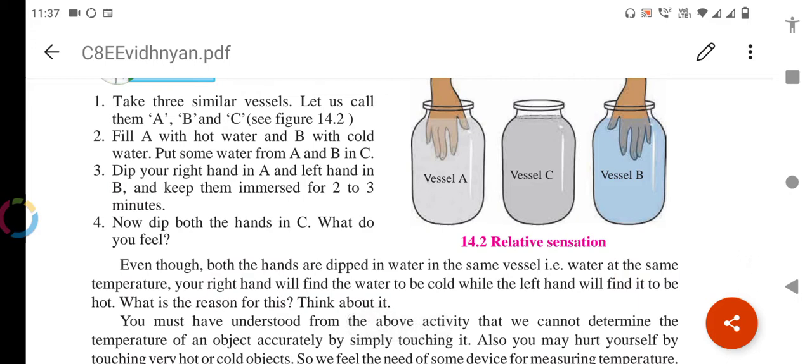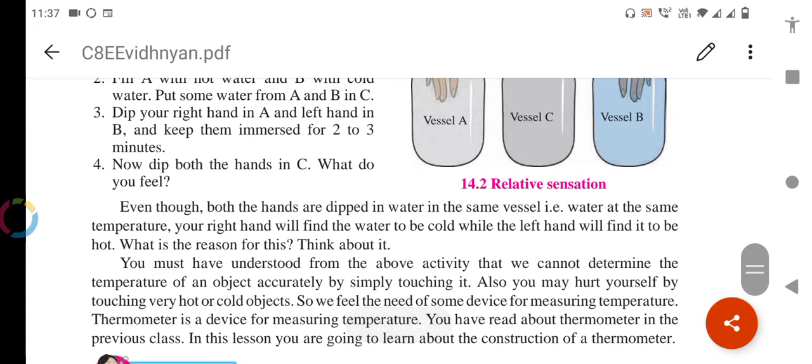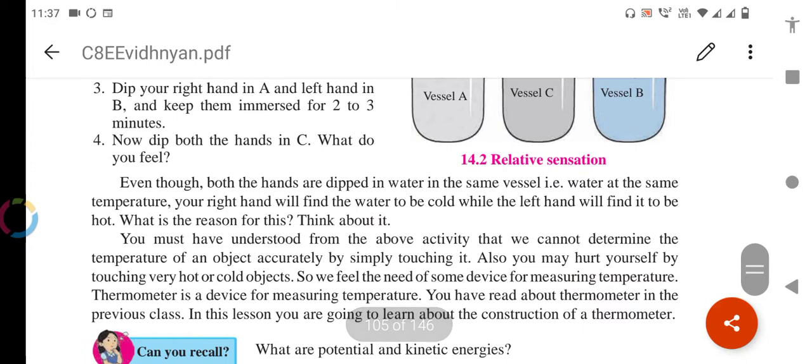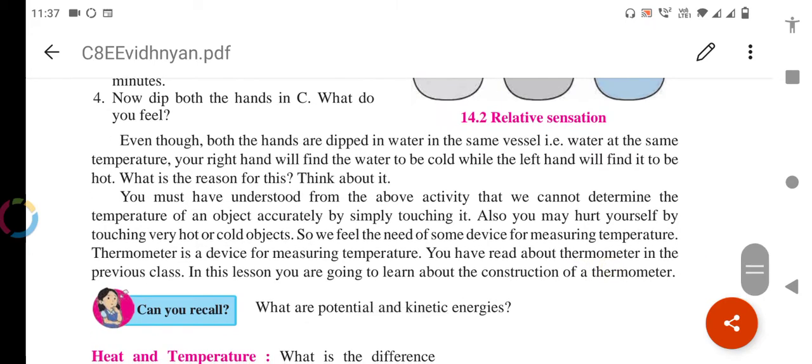Now dip both the hands in C. दोनों हाथ फिर आपको C में डुबाना है. See, what do you feel? तो आपको क्या फील होगा. Even though both the hands are dipped in water in the same vessel, that is water at the same temperature, your right hand will find the water to be cold while the left hand will find it to be hot.